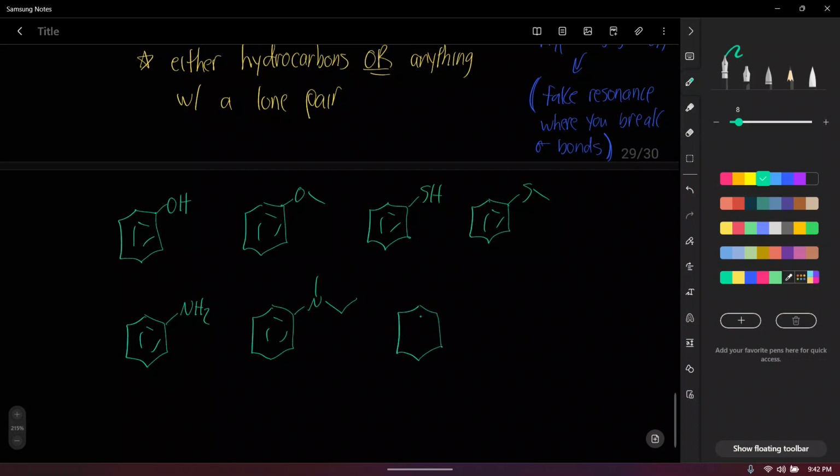Halogens have lone pairs. All of these species, every single one of them, has a lone pair. And because it has a lone pair, it can donate density into the ring. I'll do it for one of them, the NH2 portion. That lone pair can go down here, and that double bond can, for example, go up there. And when it does that, I get a resonance structure.